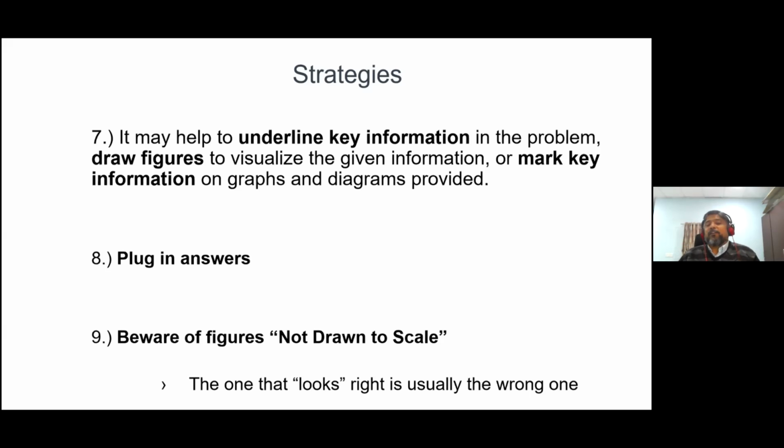Okay. Try to plug in the answer choices. Try to work backwards with the option choices. That helps saving a lot of time, particularly with the MCQs. This is one thing that you should always try.